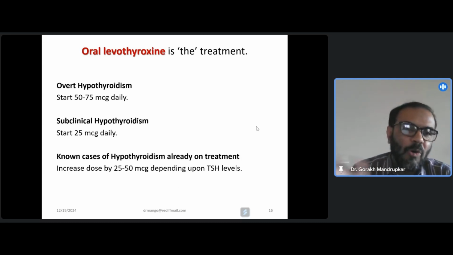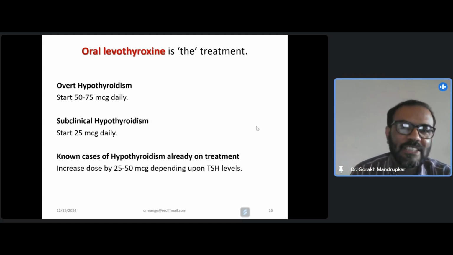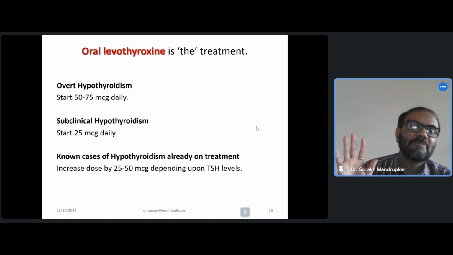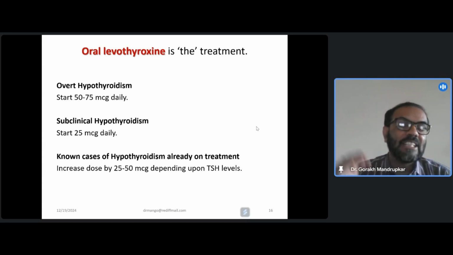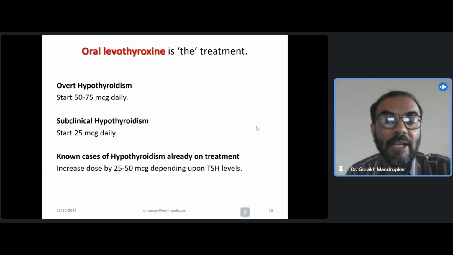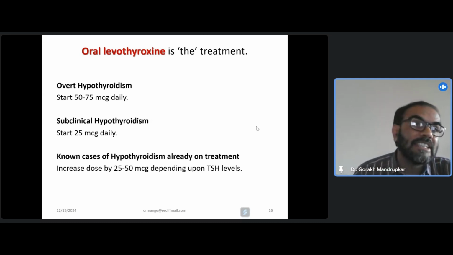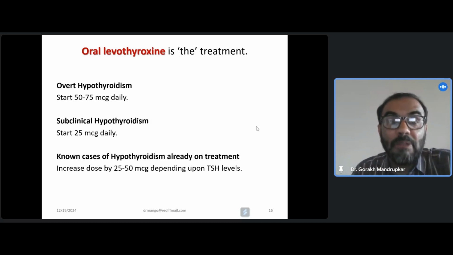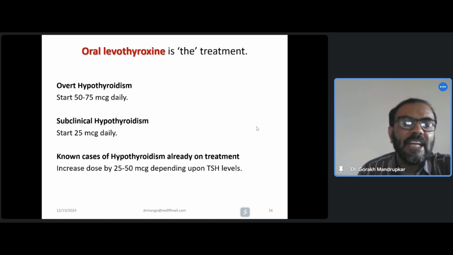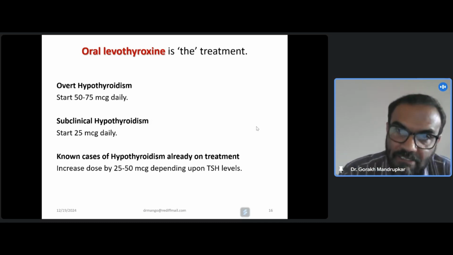Then, eat this, don't eat that, don't eat soybean, eat fish, nothing like that. Oral levothyroxine is the treatment. The rest are supplements. When the patient has overt hypothyroidism, slightly higher doses are required, like 50 to 75 microgram per day, while for subclinical hypothyroidism, we may start with 25 to 50. FOGSI guideline and NHM guideline say 25, while Indian Thyroid Society guideline says start with 50. So it is better to write subclinical 25 to 50 and for overt hypothyroidism 50 to 75 microgram daily.